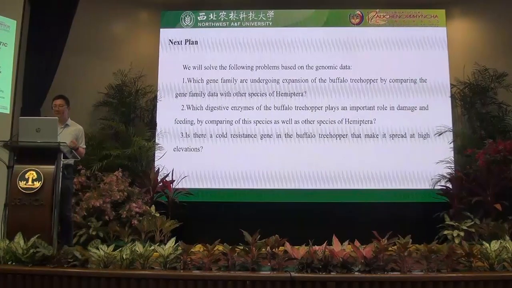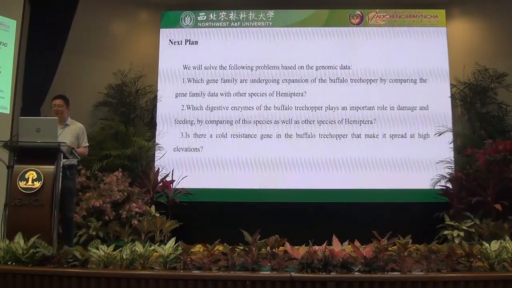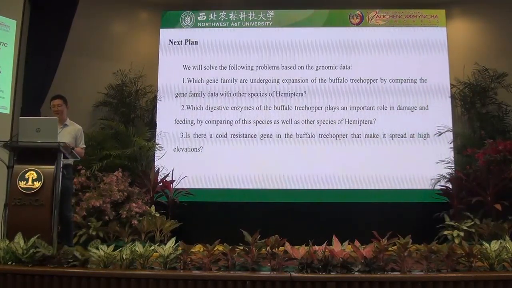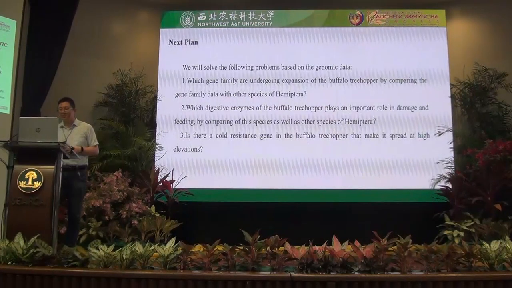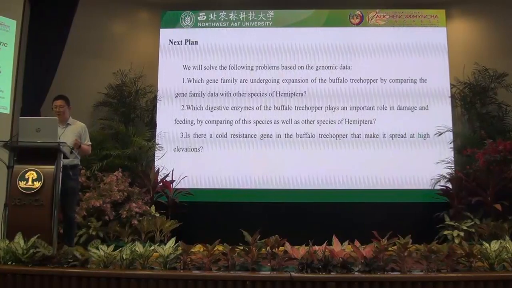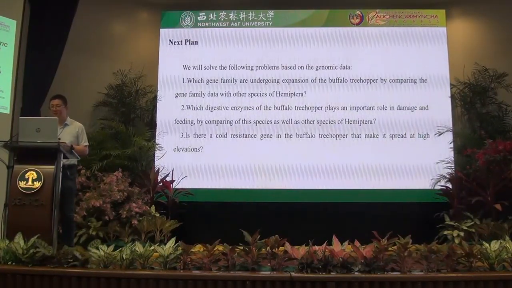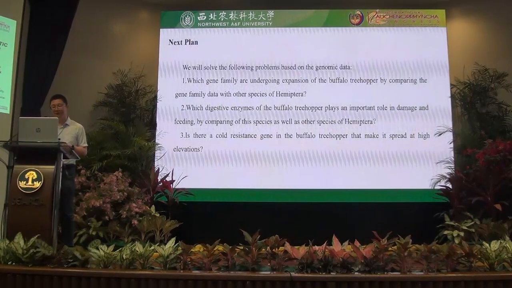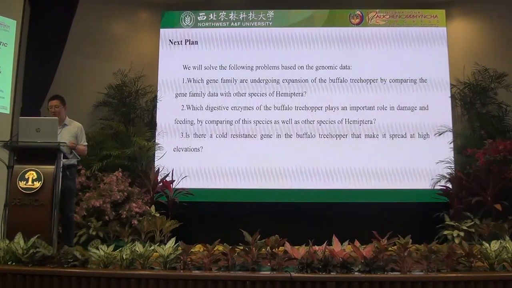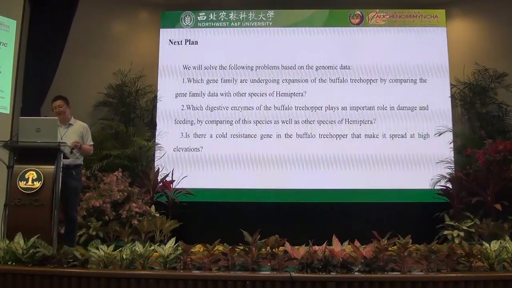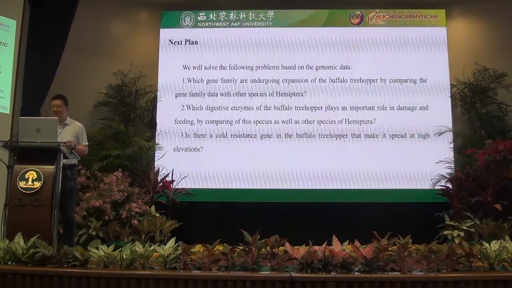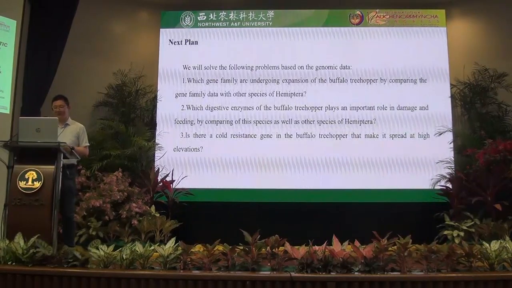First, which gene families are undergoing expansion in the buffalo treehopper by comparing the gene family data with other species of hemipteran? Second, which digestive enzymes of the buffalo treehopper play an important role in damage and feeding, by comparing these species with other species of hemipteran? Third, is there a cold-resistant gene in the buffalo treehopper that makes it spread at high elevations?